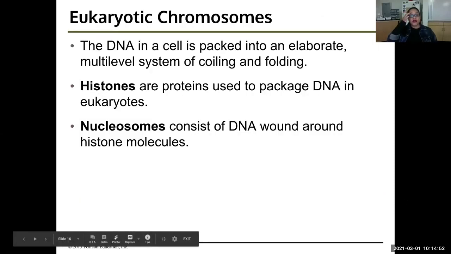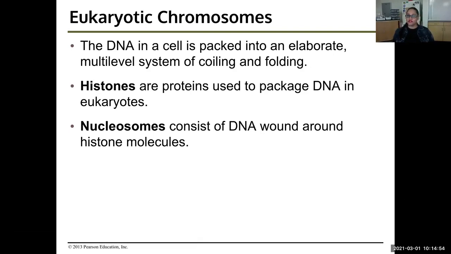The DNA in a cell is packed into an elaborate multi-level system of coiling and folding. Histones are proteins used to package DNA in the eukaryotes. And then nucleosomes consist of DNA wound around histone molecules. This is just different vocabulary for different pieces of chromosomes found in the nucleus of your cells.